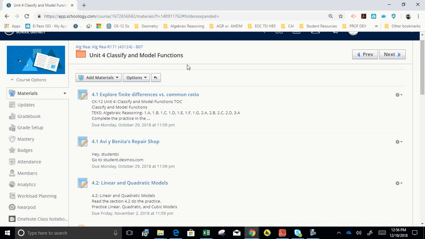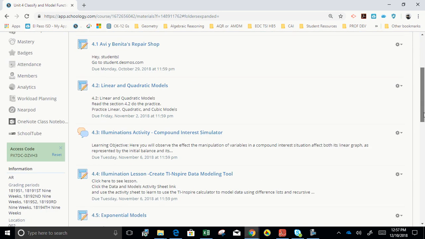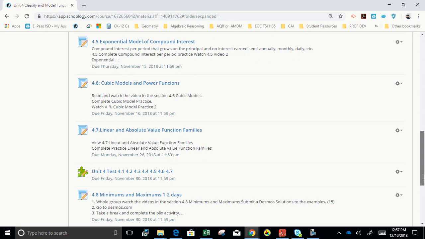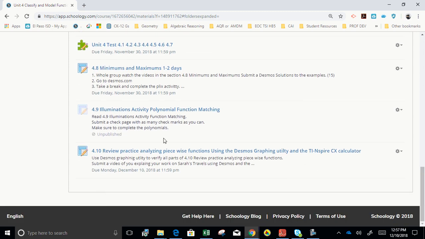Unit 4, classify model functions. Today we're going to do section 4.10, review, practice analyzing piecewise functions using the Desmos graphing utility and TI-Nspire calculator.